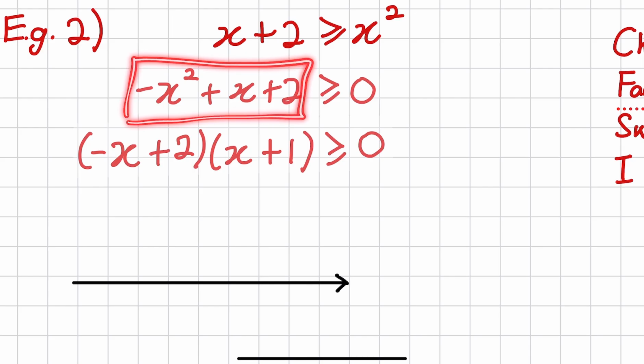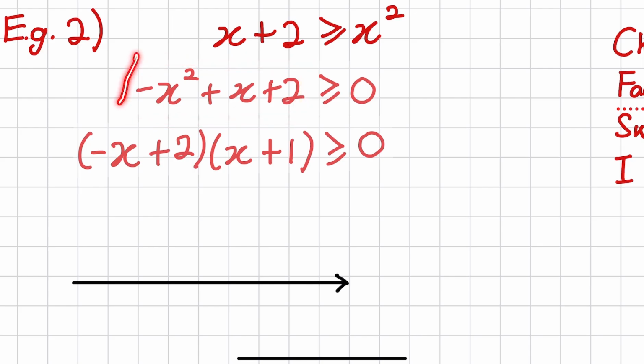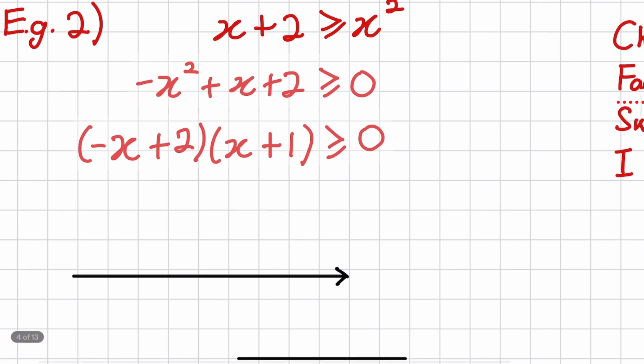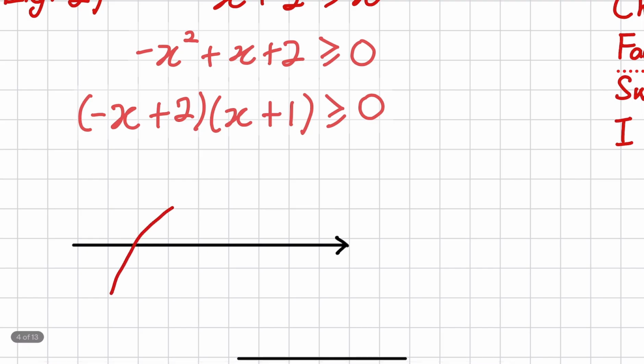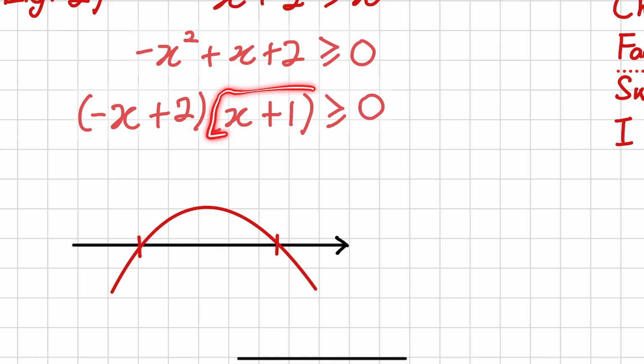Take note, when I sketch this graph, I note that the coefficient of x squared is -1. A -1 means that it will be a sad face graph. Now I will label my 2 intercepts. In case you have forgotten how to get the intercepts or the roots, you just need to let each expression be equal to 0 and solve for the value of x. Over here I will get -1 and 2, so I can label them over here.